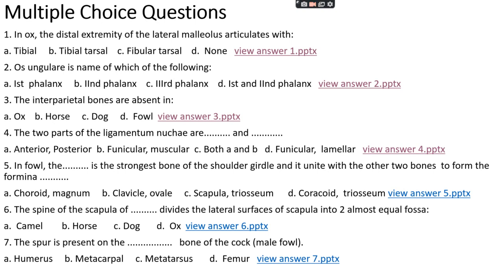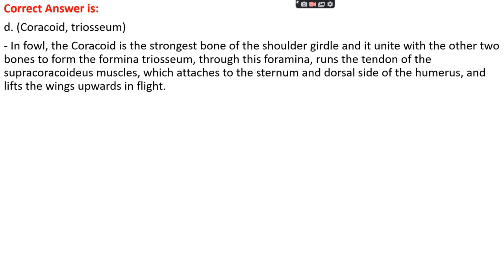Question number five: in the fowl, the blank is the strongest bone of the shoulder girdle, and it unites with the other two bones to form the foramen. Option A, coracoid magnum. Option B, clavicle ovale. Option C, scapula and triosseum. Option D, coracoid and triosseum. The right answer is option D, that is the coracoid and triosseum.